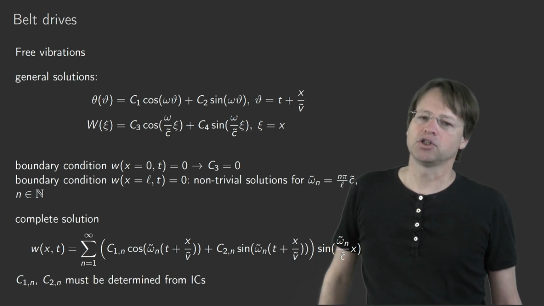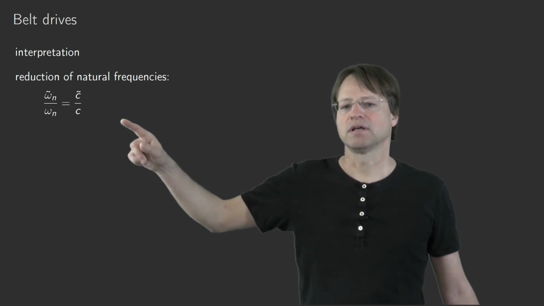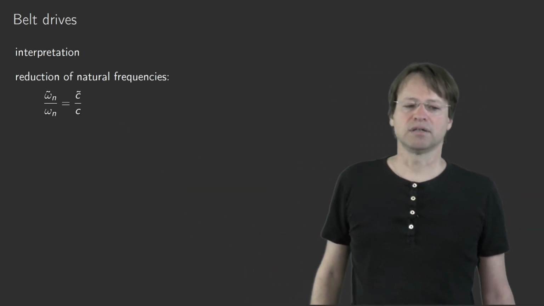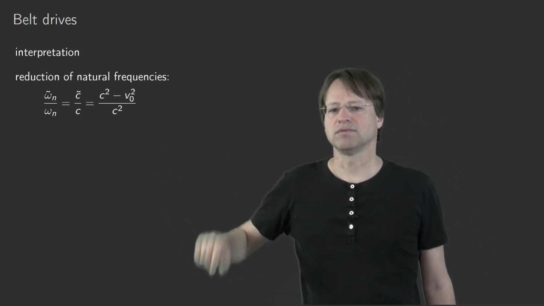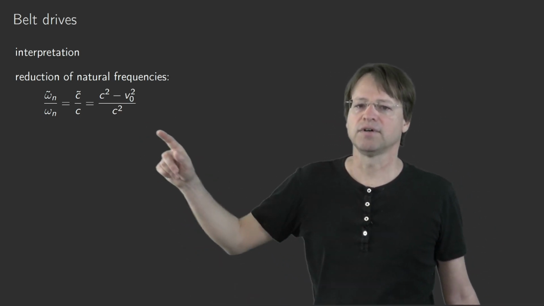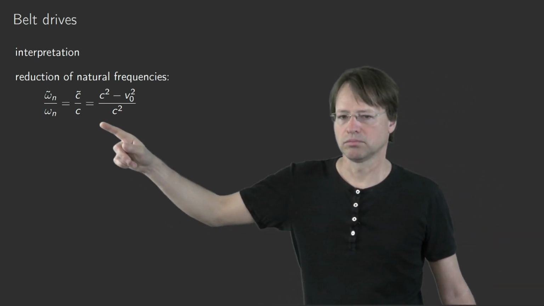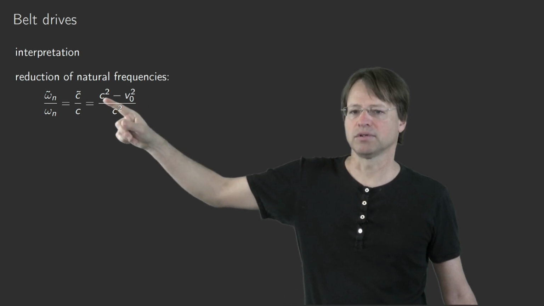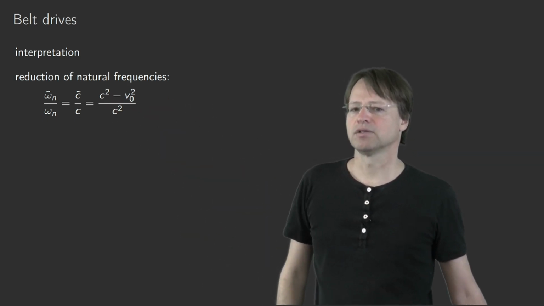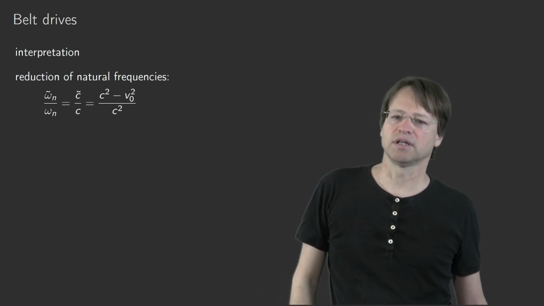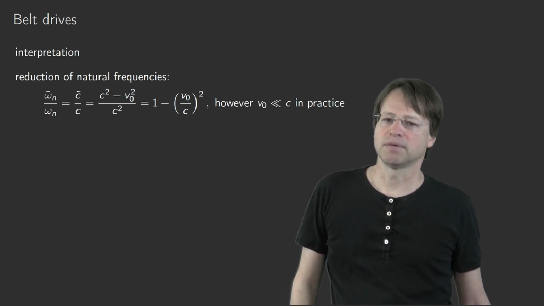We take therefore the ratio of these two expressions, then this factor goes away, and we just have the ratio of c tilde divided by c. Now what is this ratio? For c tilde, we had the square root of c squared minus v naught squared, divided by c. So therefore we have c squared minus v naught squared divided by c squared, which is then 1 minus v naught squared divided by c squared.